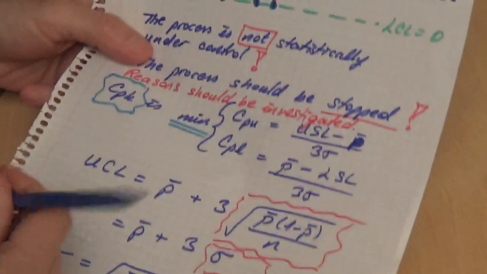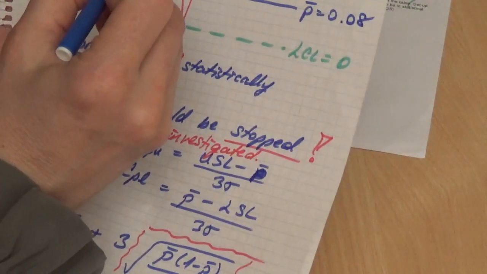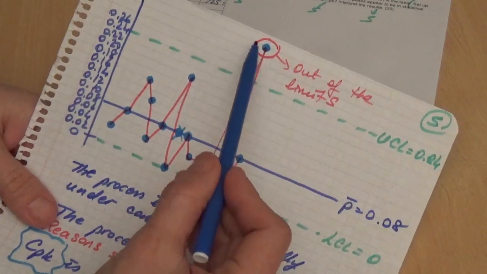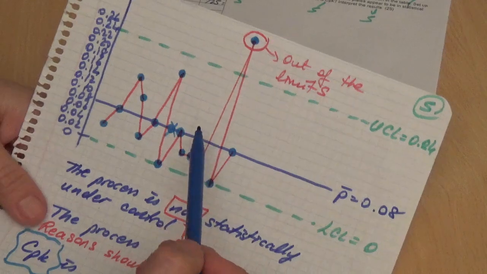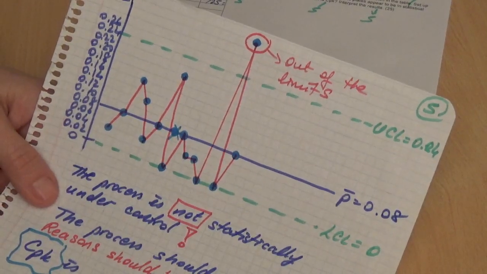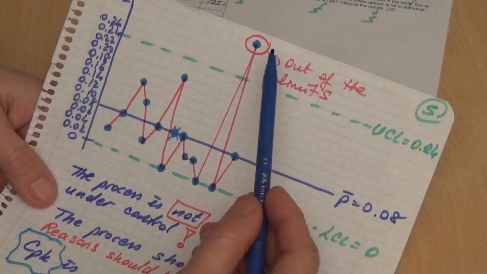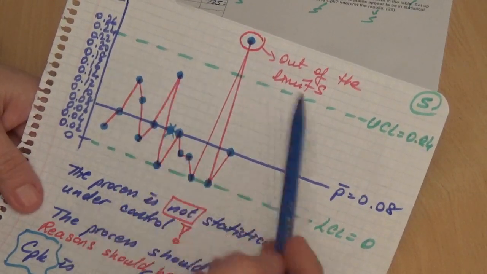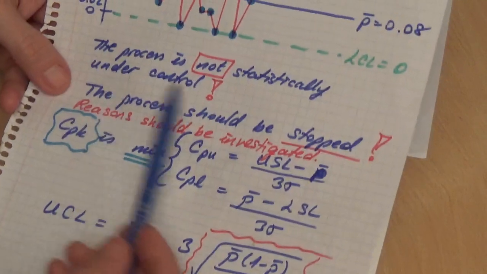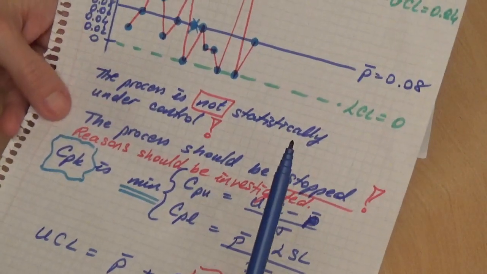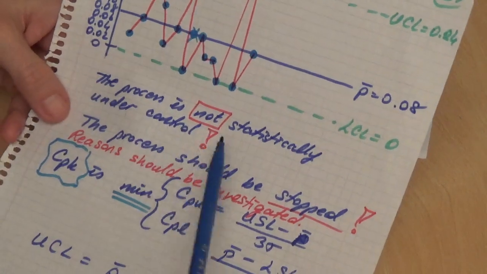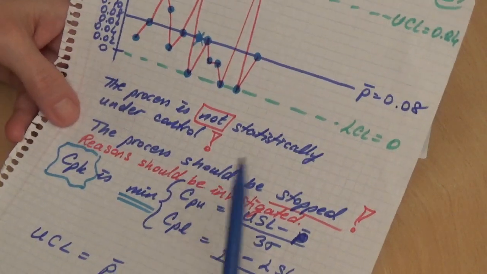So again, we draw the diagram. Some of you couldn't label this point as out of control. This was inside it. So some students lost points from that because there wasn't a point out of the limits. You couldn't say that the process is not statistically under control. So that made a lot of point loss also.